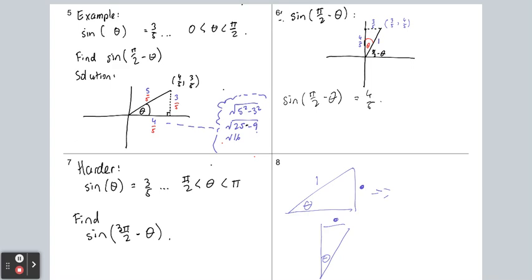Now, I've got one more thing to say after that, but I just want to check to make sure that you're okay with that. Asking questions, etc. Now, have a look at this original triangle here. Using this triangle here only, what is the cosine of theta?